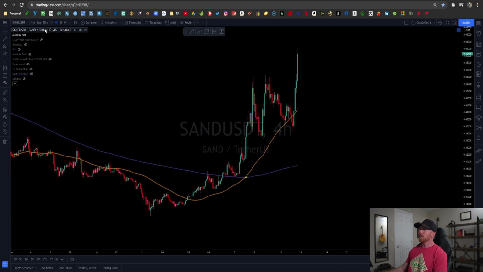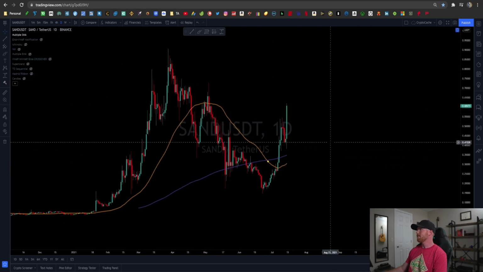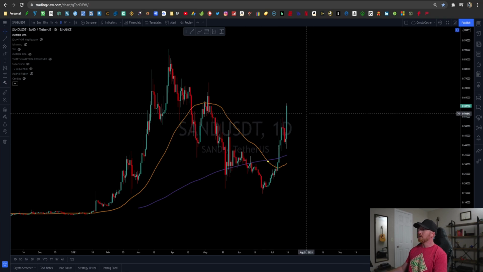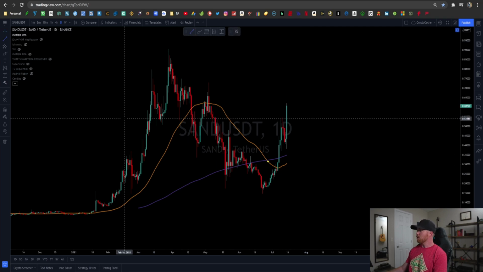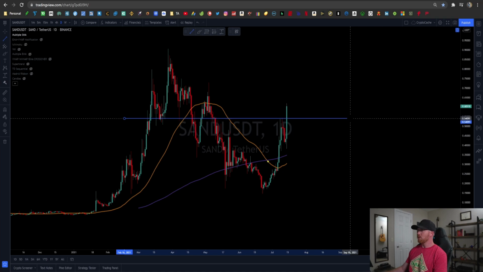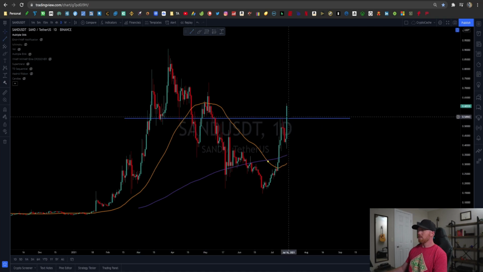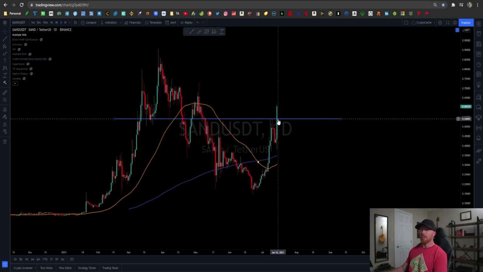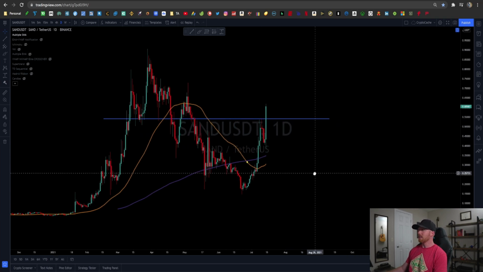Let's take a look at Sandbox here. I looked at this a few days ago, so this is an update on what's going on. When I looked at it last, it was coming up closer to about 53, 54 cents, and it just broke that major resistance. We're going to mark that here because it's good to keep on the charts, as it is likely a new support level, as long as we can get this candlestick to close above. That's the bottom line there.